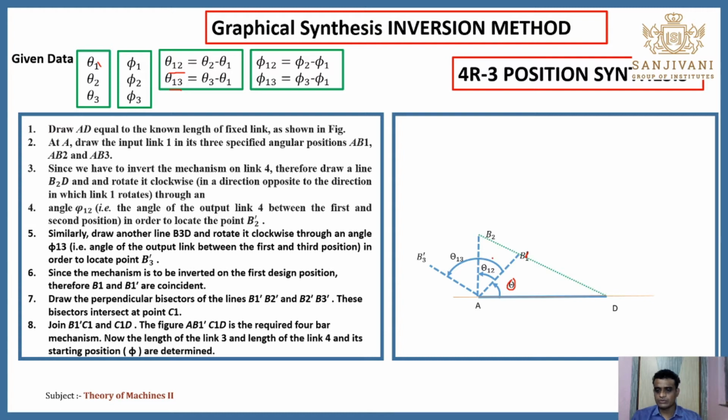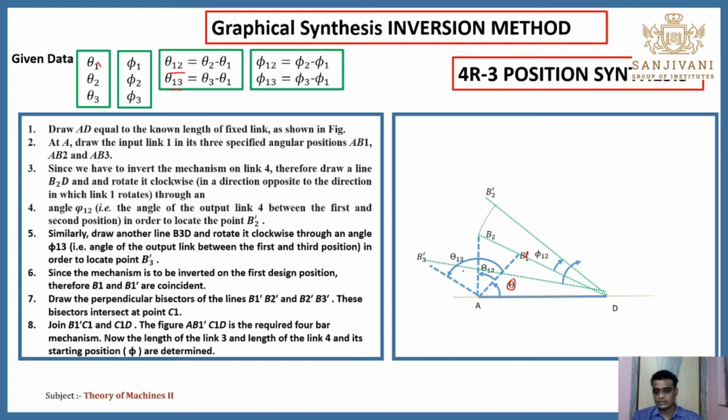Now you have to join this B2D. From this position you have to take this angle phi 1 2. You will get one position. Again you have to draw one arc by taking DB2 as a radius, D as a center. This arc intersects this line at point B2 dash. Next again you have to join D B3.